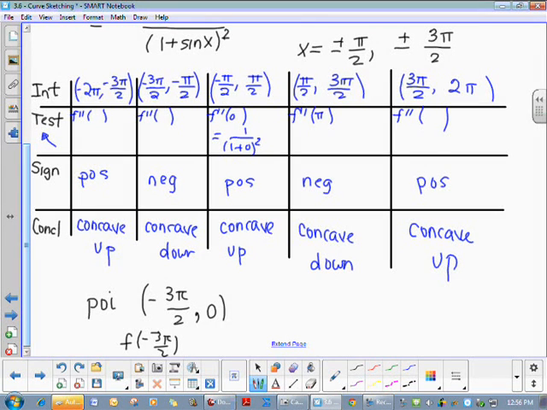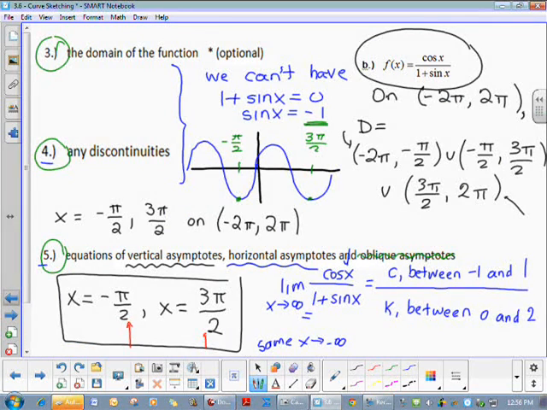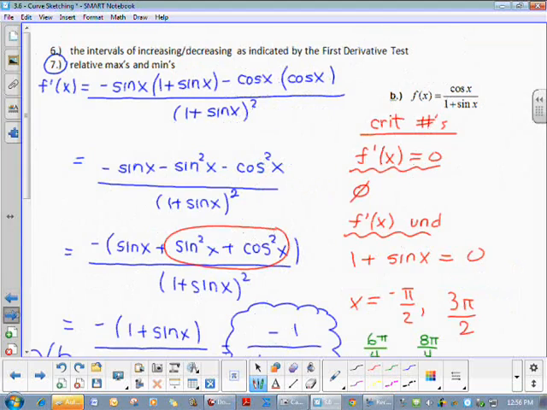Negative pi over 2, we changed concavity there, but if you recall, negative pi over 2 was not going to be a point of inflection because it's a position where there's a discontinuity, or more importantly, a position where you have a vertical asymptote from part 5. Let's remember that same thing with 3 pi over 2.